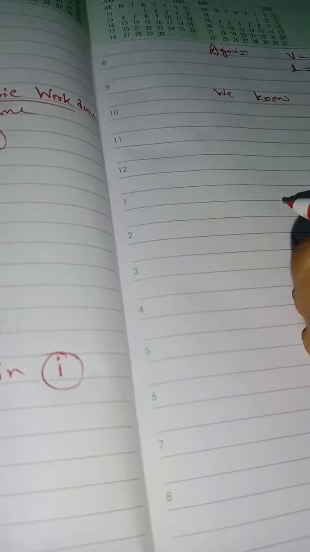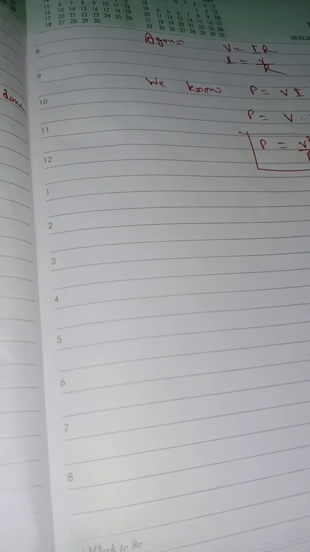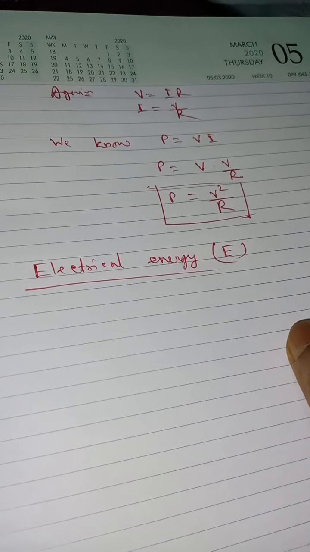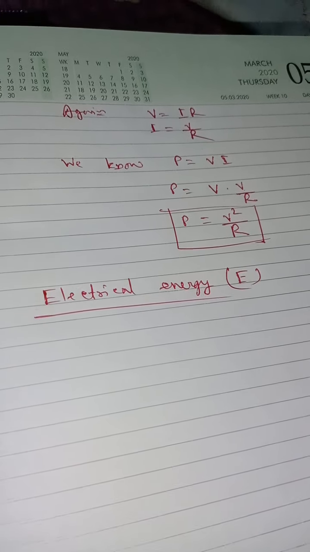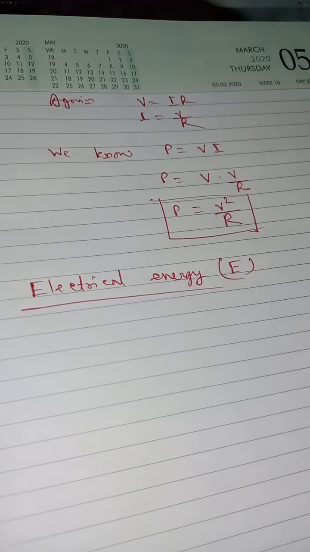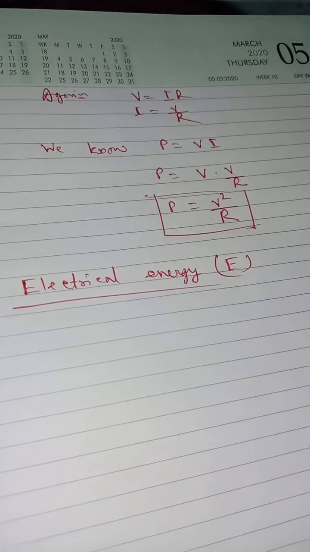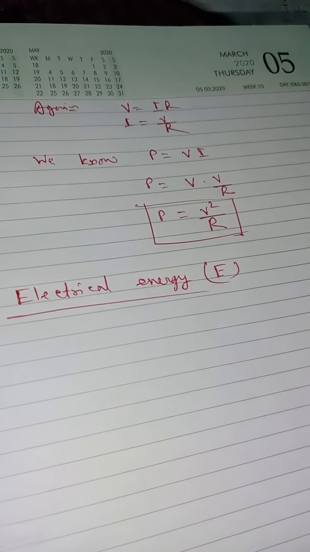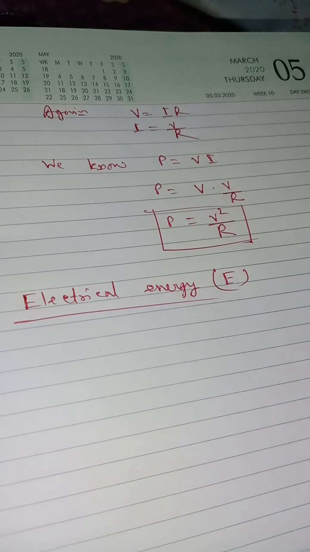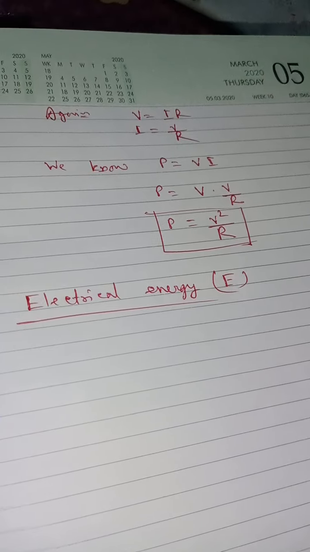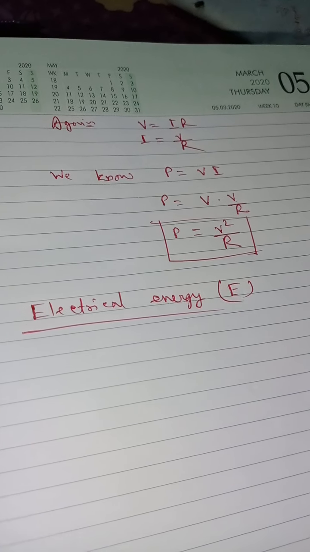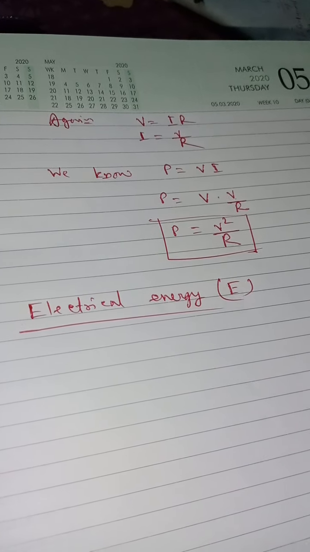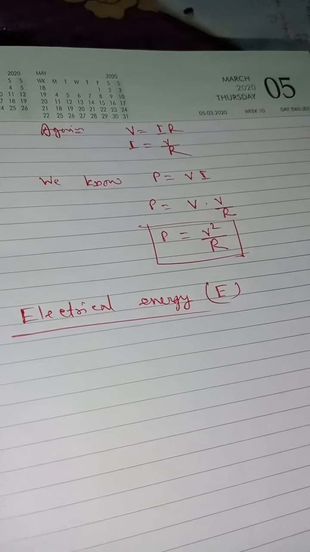Now from here we can write the electrical energy. What is electrical energy? When some electrical appliance is working, suppose an electrical fan or any bulb or any heater, that means some electrical energy is used. For a fan, the electrical energy is converted to mechanical energy. For an electrical heater, the electrical energy is converted to heat energy.